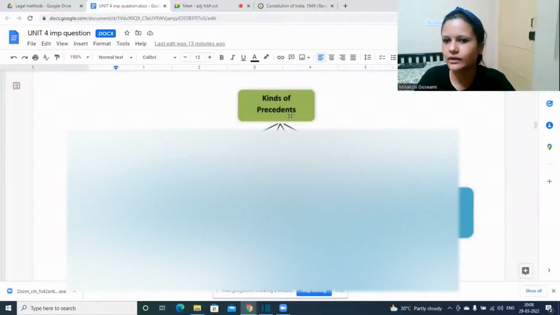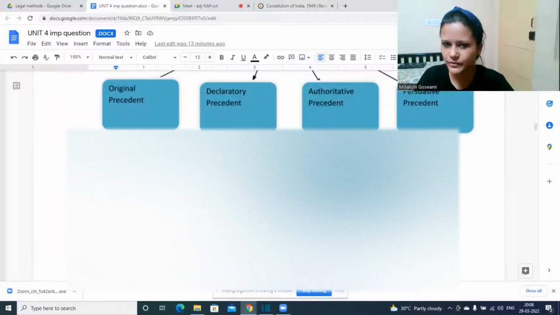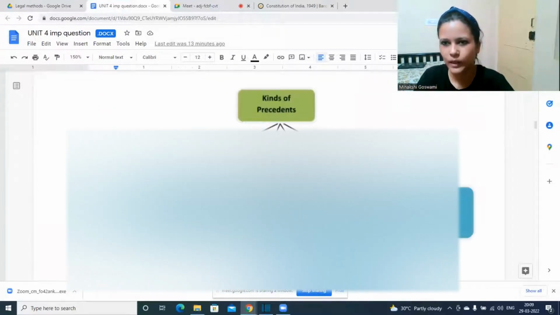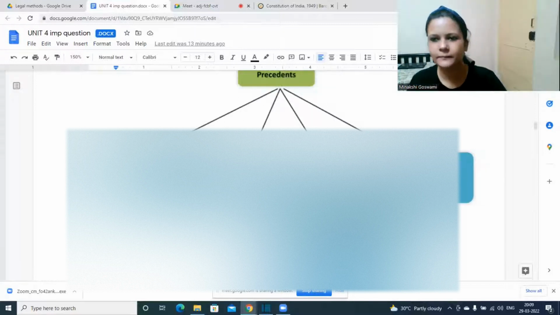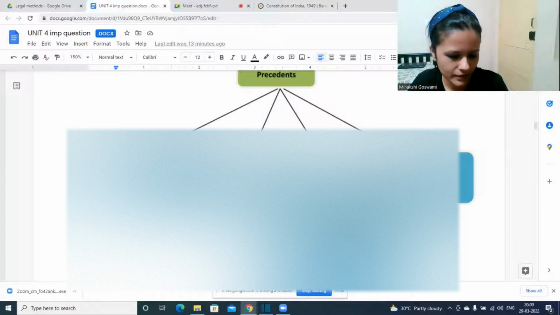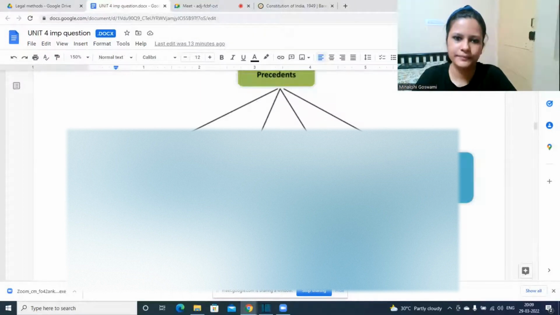So these are the different kinds: original and declaratory, authoritative and persuasive. Authoritative precedent is further divided into two classifications: absolute authoritative precedent and conditional authoritative precedent. Is it clear? Any point you want repeated? Example, anything? No, it's clear. Yes, ma'am, it's clear.